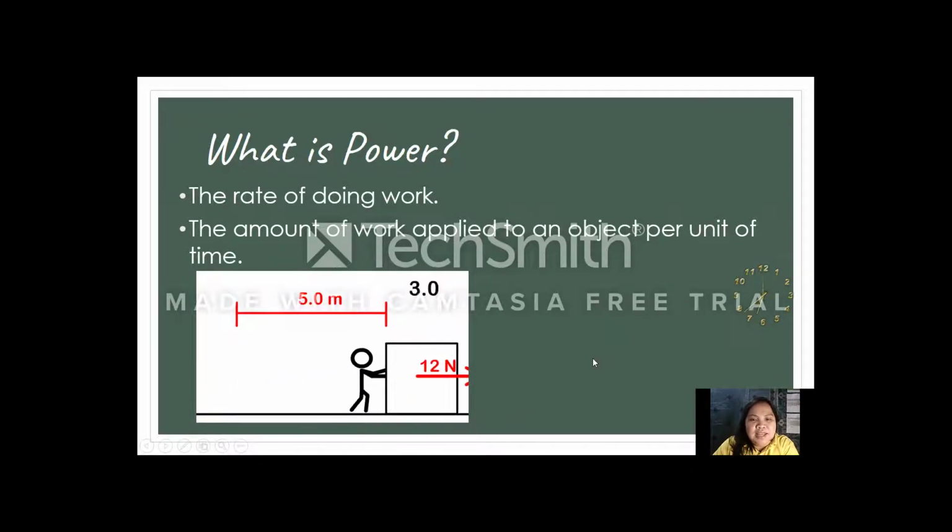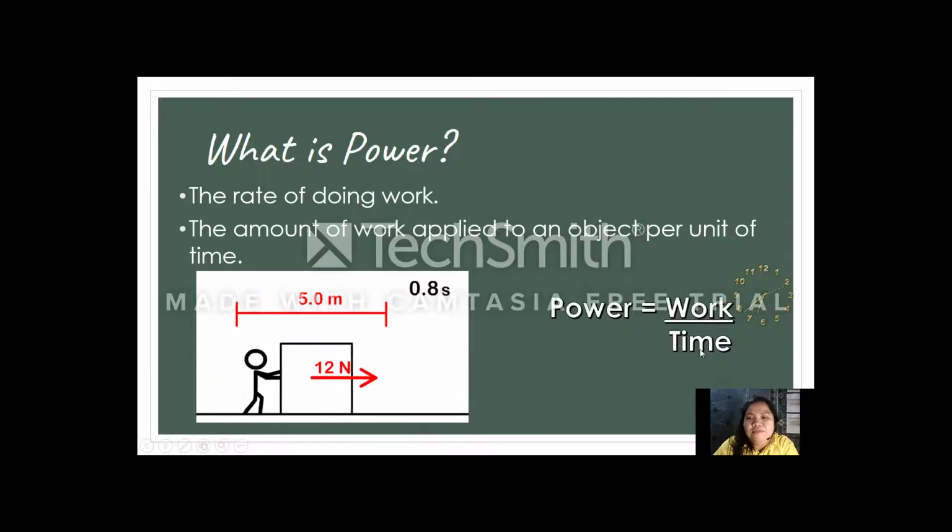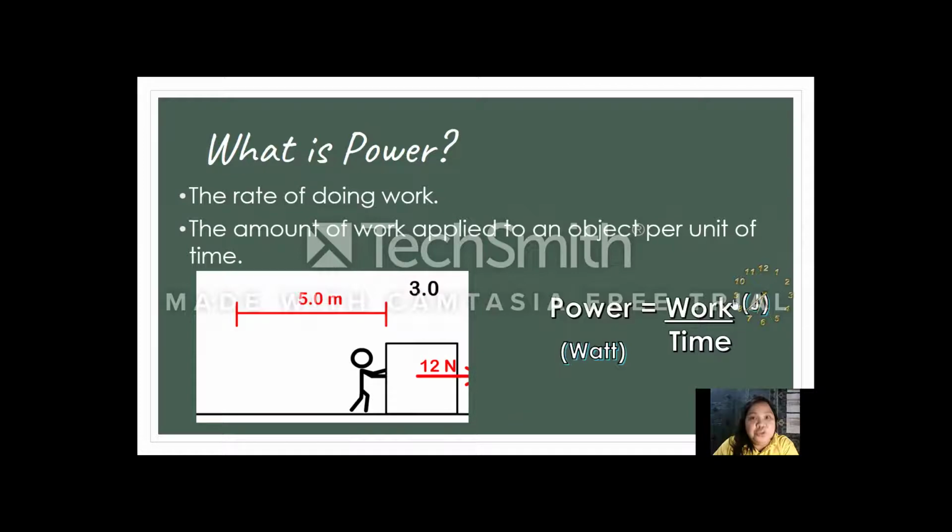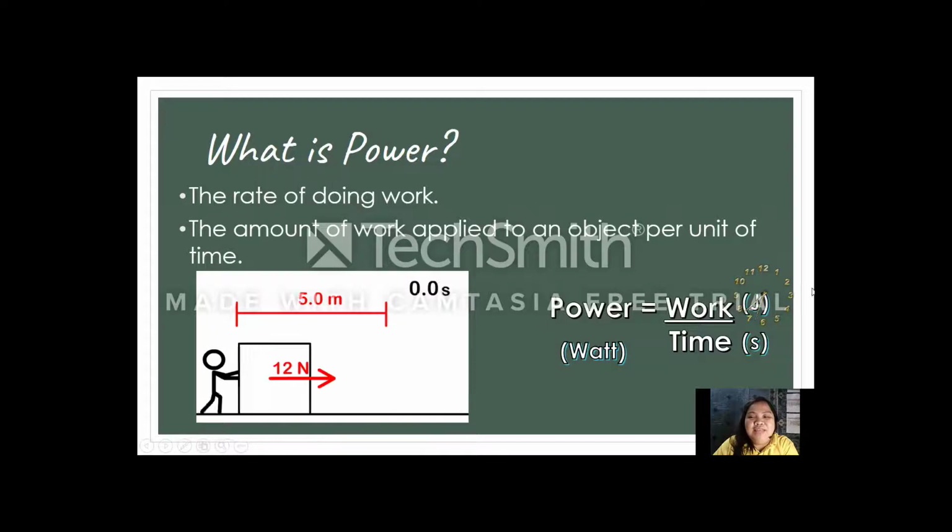So to calculate power, we must have the following values: work and time. So the formula for power, we have work over time. So remember, power is the rate of doing work. So that is why we have work over time. The unit of measurement for power is watt, and for work, we remember that work is joules, and then the time should be in seconds. So hence, we have the formula for power. Power is equal to work over time.